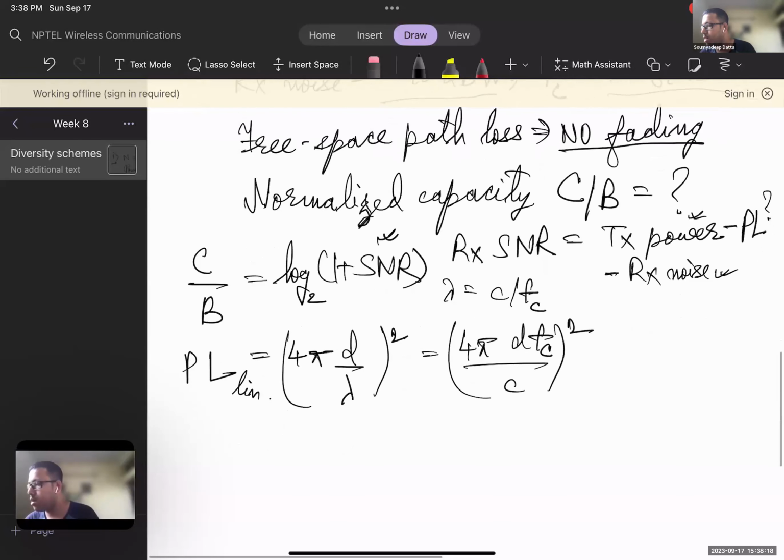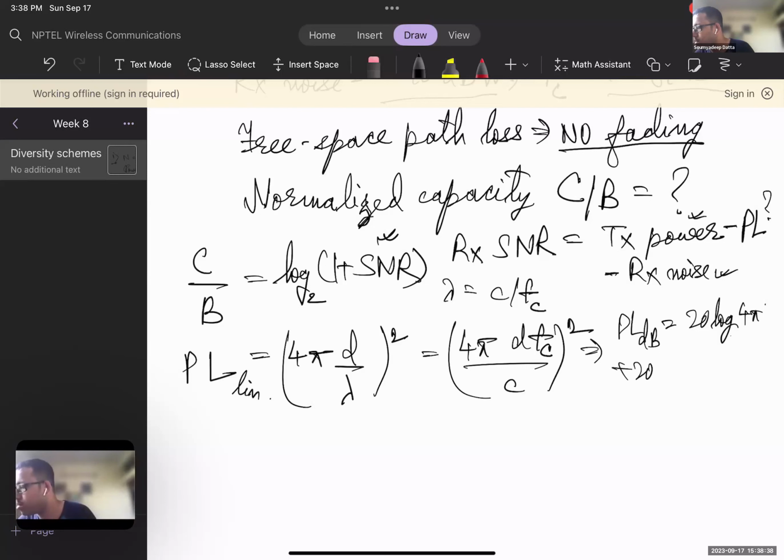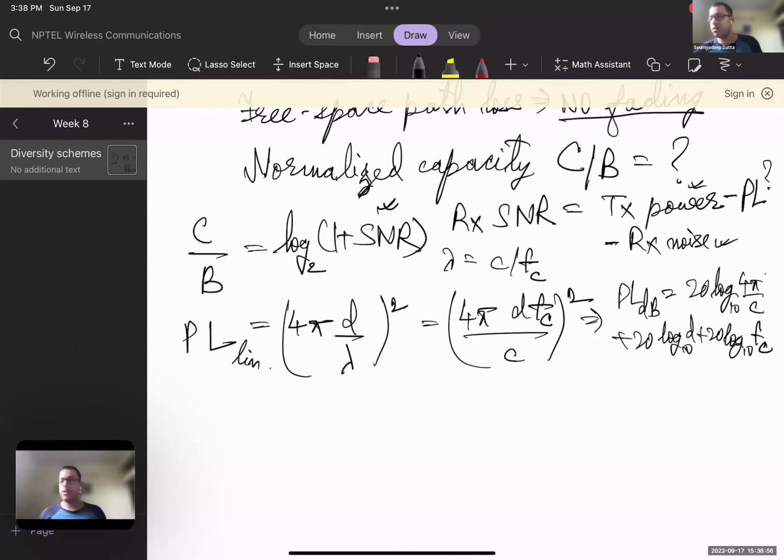So this is in linear, but in dB, let's try computing in dB. So you just have to take 10 log of this whole thing, right? So it will be 20 log 10 of 4 pi by c, this is the constant part, plus 20 log 10 of d, plus 20 log 10 of fc. I can just put in values and calculate, and then put it over there.